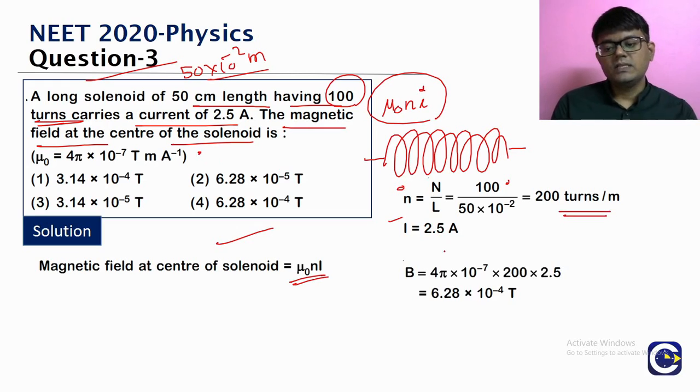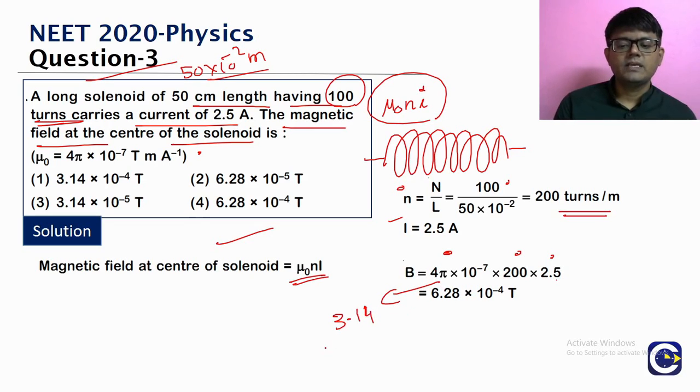So we'll just have to substitute. B is equal to mu naught, which is 4 pi into 10 power minus 7, into small n, the number of turns per unit length, into I. We'll just have to do the simplification part of it. Here we can see 2.5 into 4 will become 10. Okay, and pi we will take as 3.14.